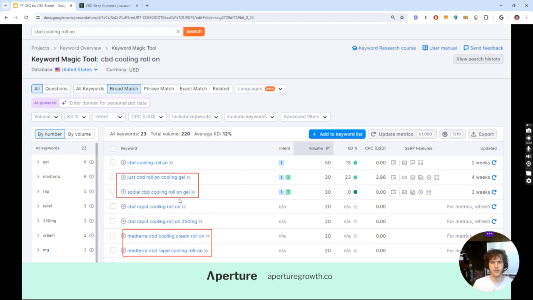Also, a cautionary tale: make sure that you don't target a branded keyword. Apparently CBD cooling roll-on is a product that was made by a certain brand. So if I look up this keyword, I see, oh, 200 searches a month and only 12 difficulty. This is an easy way to get a dozen sales a month if I rank for it, right? Wrong, actually, because a lot of these searches are for Medterra products or for Social CBD products. So just be careful to ensure that a keyword is not related to a brand and is just a general keyword. Otherwise, you won't have an easy time ranking for it or getting sales from it.